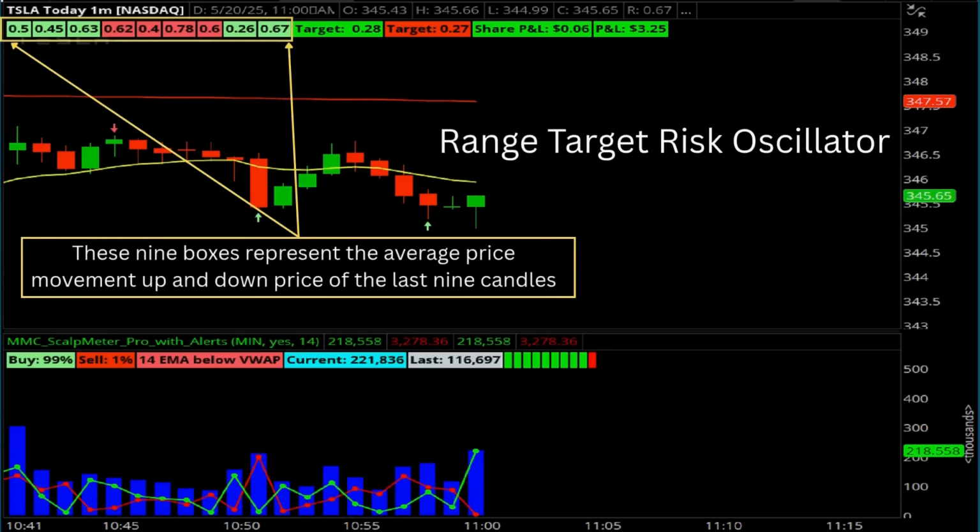Let's start with the Range Target Risk Oscillator. In the top left of your screen, you'll find a row of 9 labeled boxes, each representing the range of the last 9 candles. Green means the candle closed higher than it opened. Red means it closed lower. This layout offers a snapshot of short-term momentum.